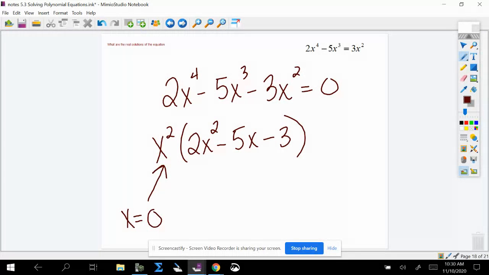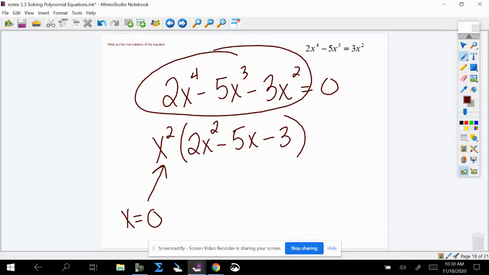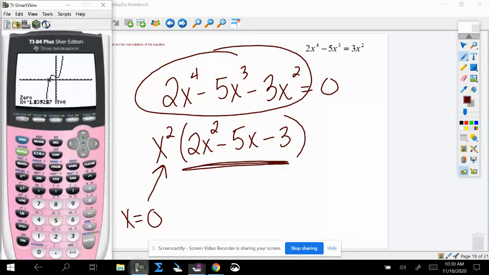So instead of typing this whole thing into your calculator, you can actually make it much easier on yourself and just type this into your calculator, since you already know the solutions when you pull an x squared out. I mentioned that because you're going to see it on Delta Math, and by doing that, it's going to make it easier on the calculator, and it's also going to make it easier just to find your answers.